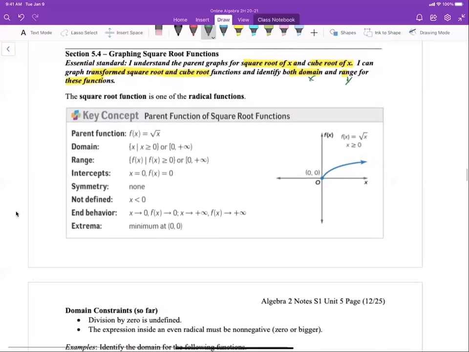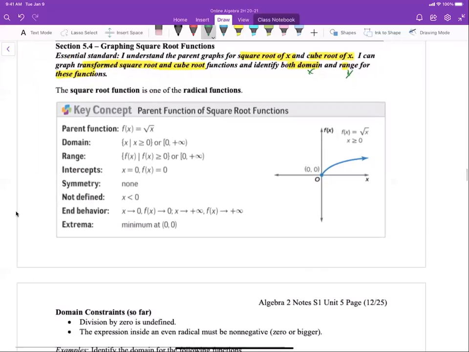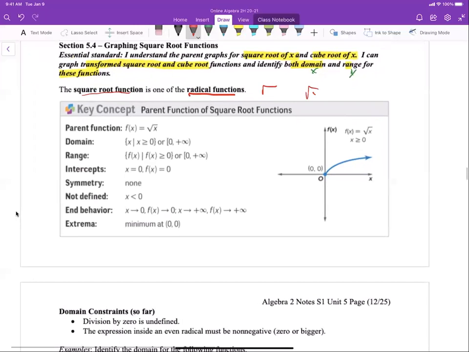So if you recall the parent function of a square root function, let's back up. The square root function is one of the radical functions. Radical, that is that symbol right there. And so we have the square root of x. That is our parent function right here. This should look familiar to you. It starts at the point 0, 0, and it moves upwards to the right.